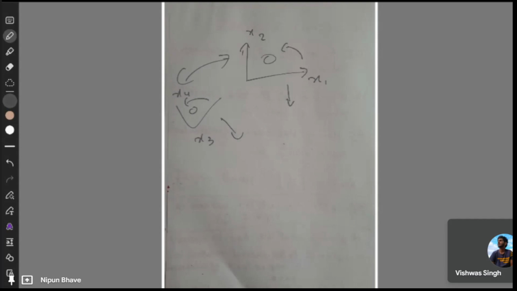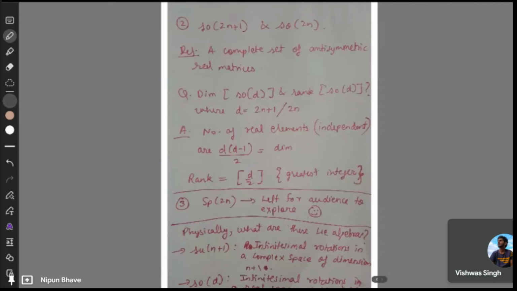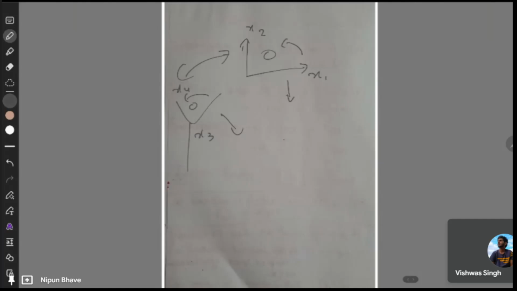So I hope this is clear. And now another thing is clear, why this is greatest integer of d by 2. As you can see here, it is greatest integer of d by 2. If I add another axis here, still the number of independent planes are just 2. It has not increased. So still you will only be able to find 2 elements which commute, not 3.